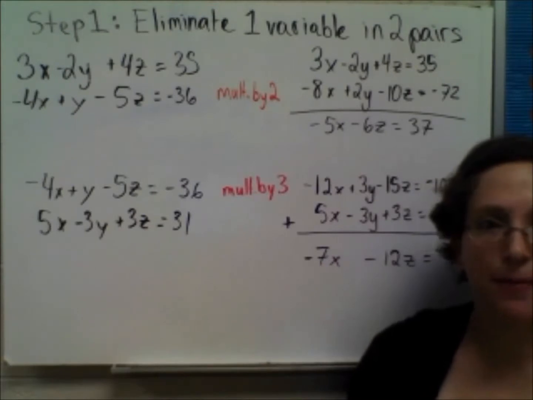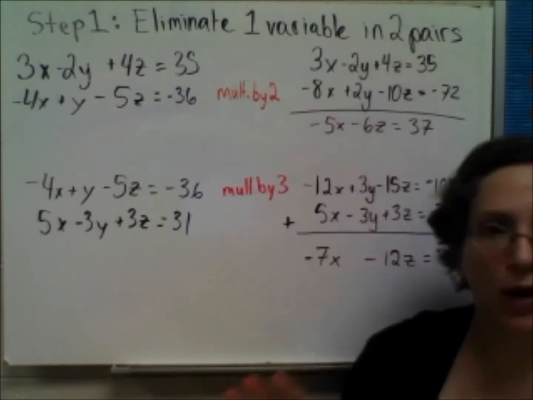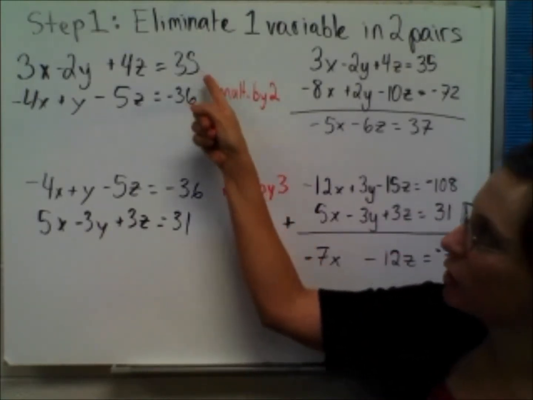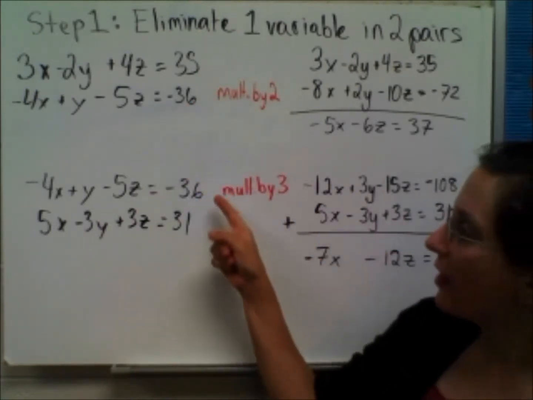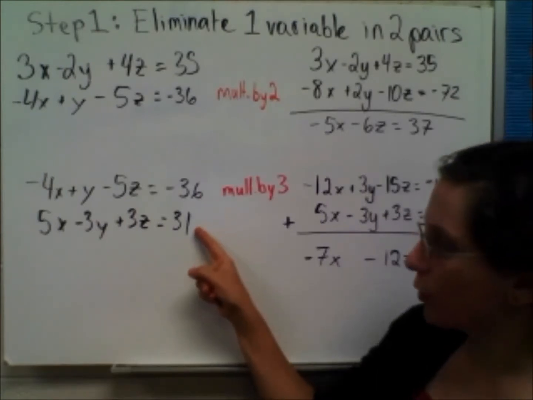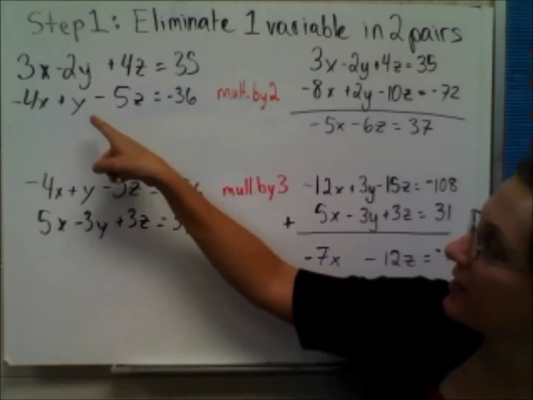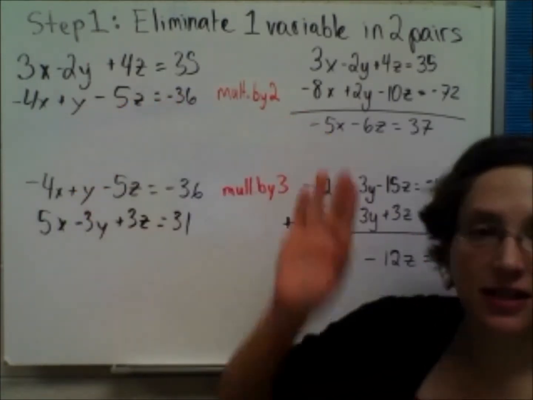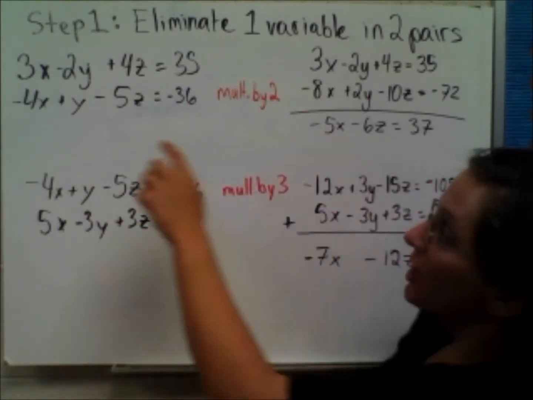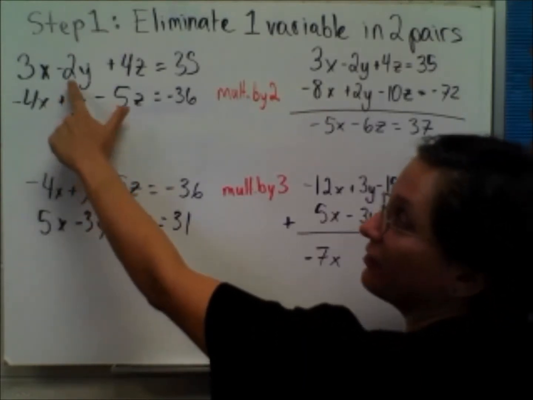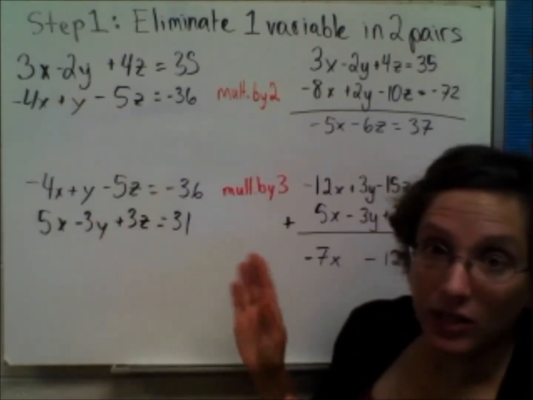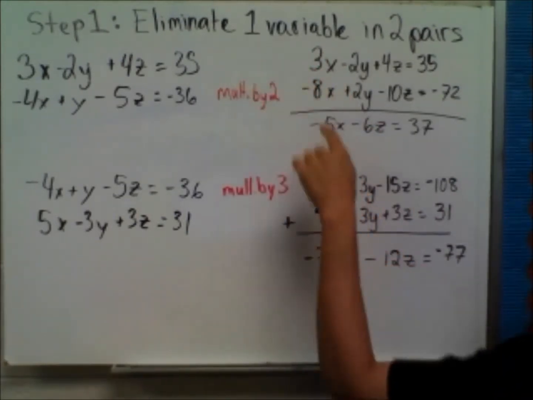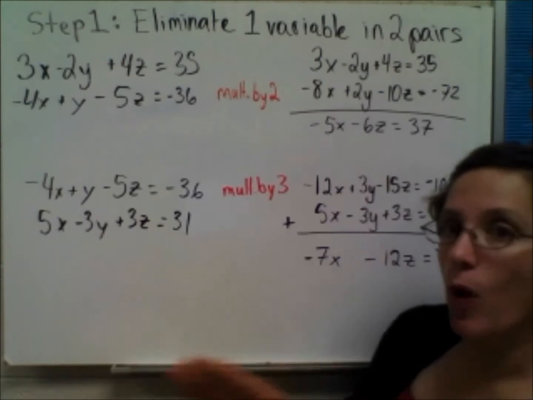Your first step is to eliminate one variable in two pairs. So what I've done is I wrote the first equation and the second equation, and then I wrote the second equation and the third equation. And what I'm noticing is that in the second equation here, I have a single y. So that's the variable I'm going to try to get rid of. In this problem, it's negative 2y, so I need to make this one positive 2y. So I multiply by 2, gives me this new equation. I add them together, and the y's have gone away.